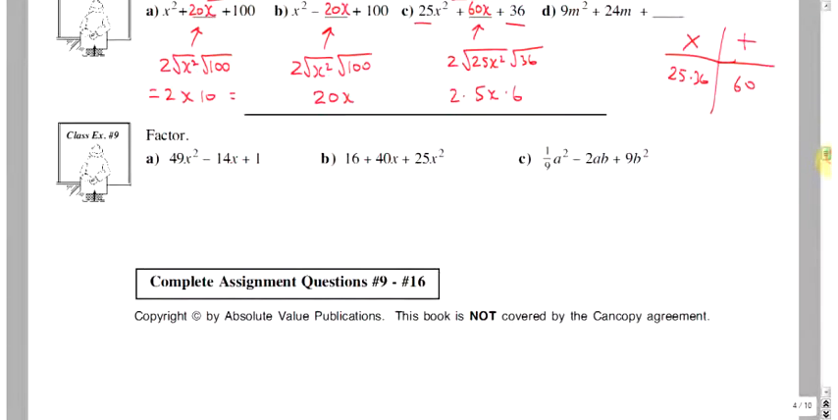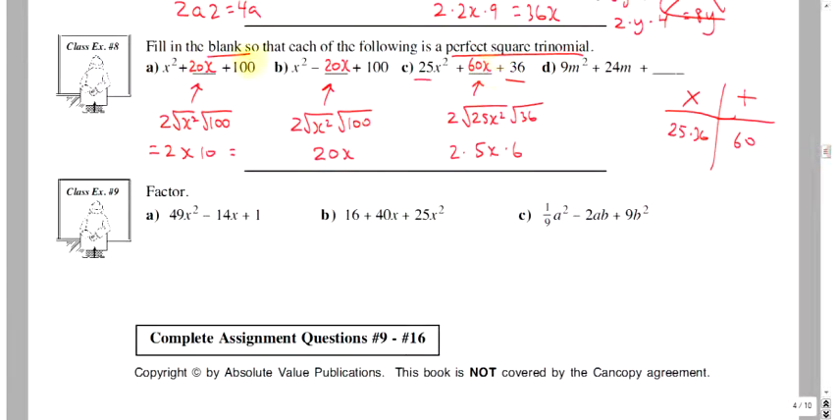So, on to here. Factor. That's actually maybe not that bad. Okay, but what we find... Oh wait, I didn't even finish this one. Fill in the blank, each is a perfect square trinomial. Well, I finished the question. Okay. How do I factor that? I'll show you how easy a perfect square trinomial is.